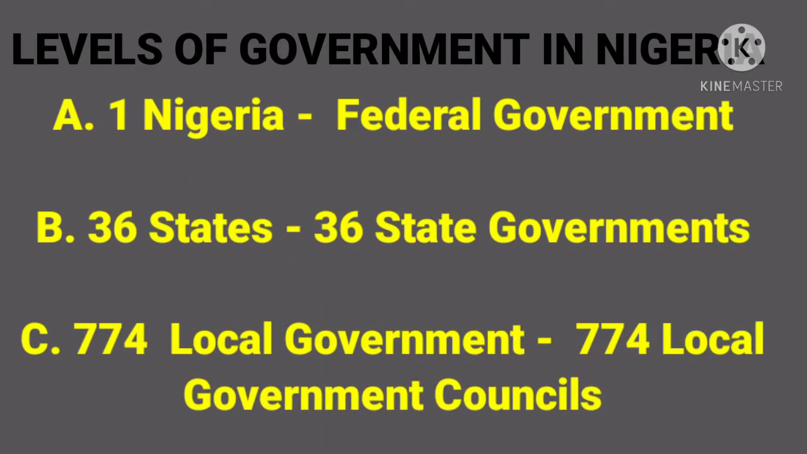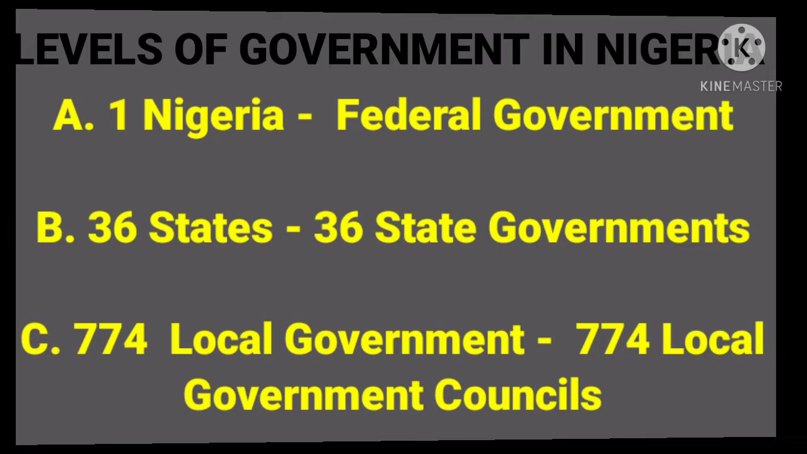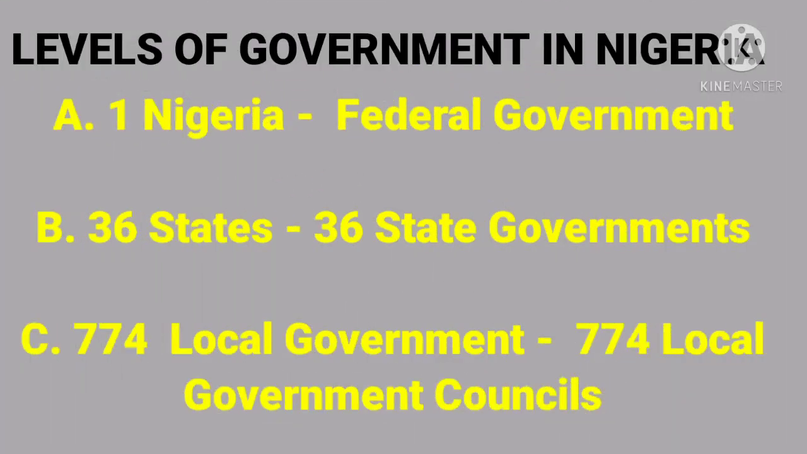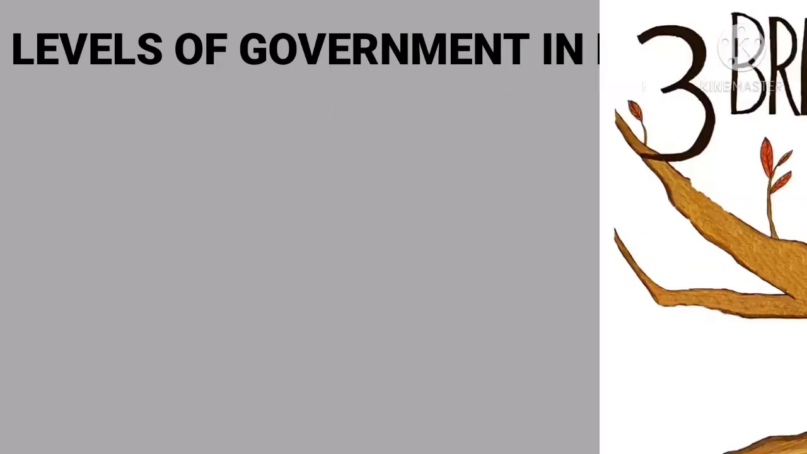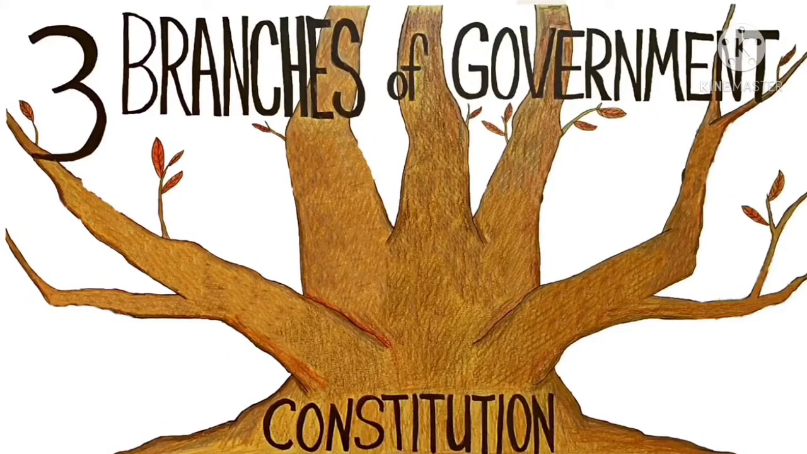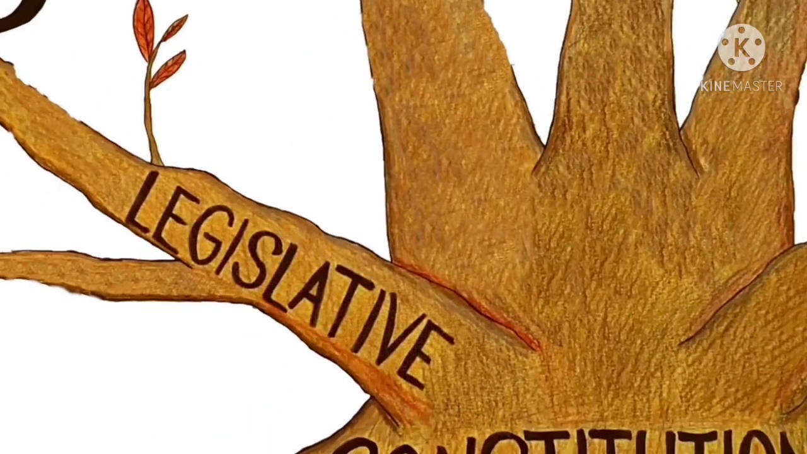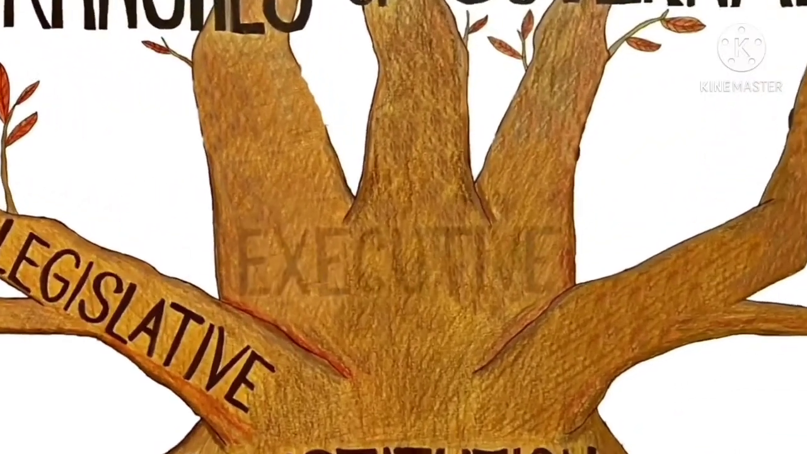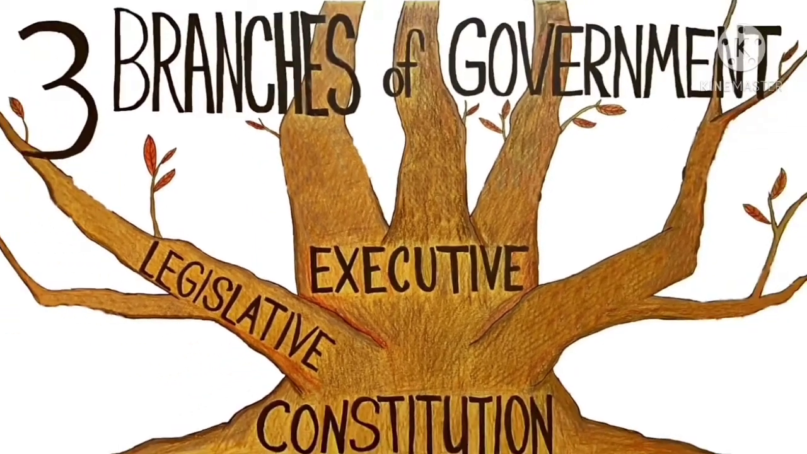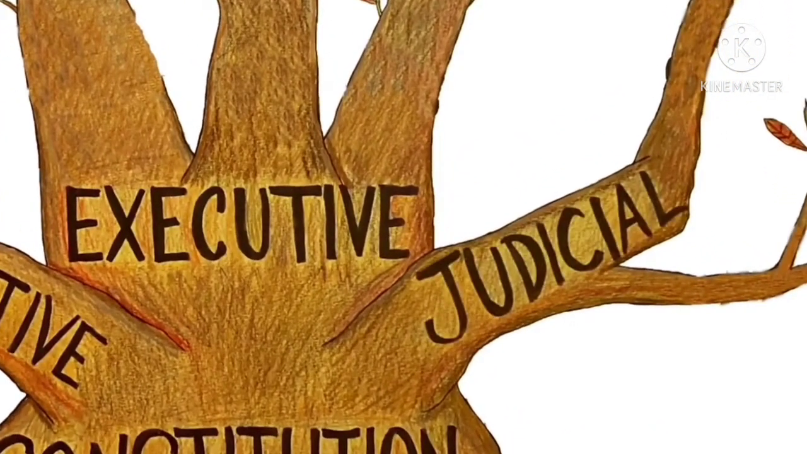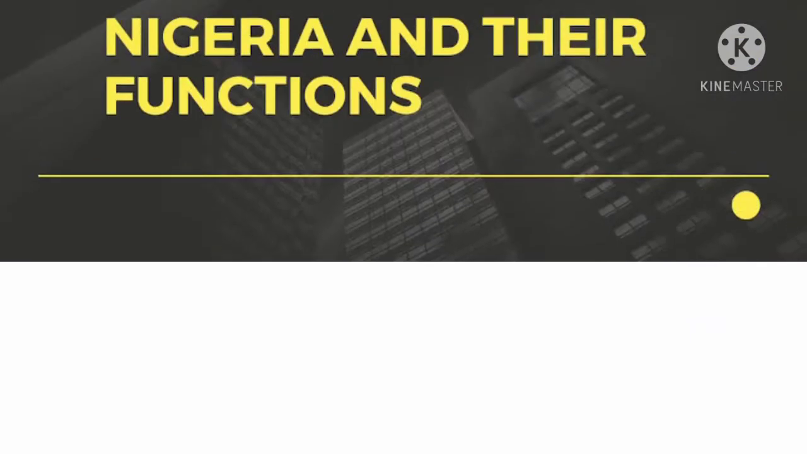Now, let's look at the levels of government in Nigeria. We have the federal government, we have the state government, and we have the local government. We have only one Nigeria, 36 states in Nigeria, and 774 local government councils in Nigeria. So the three branches of government include the legislative arm, the executive arm, and the judicial arm of government.